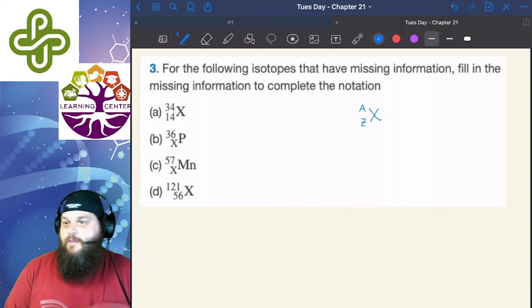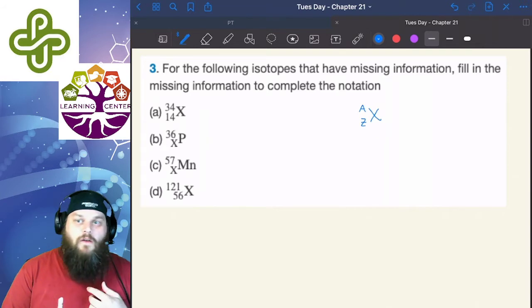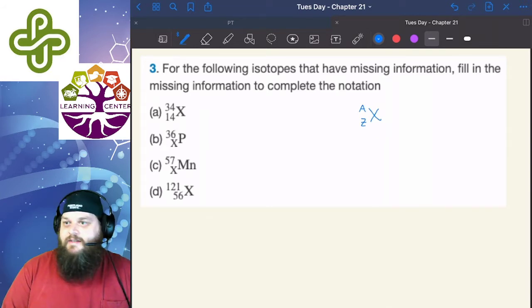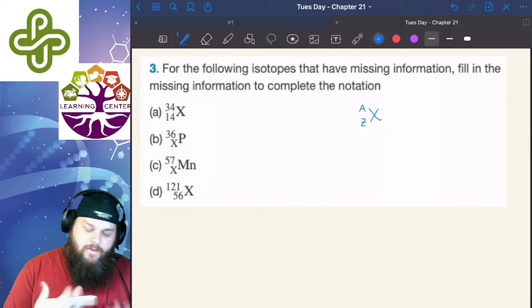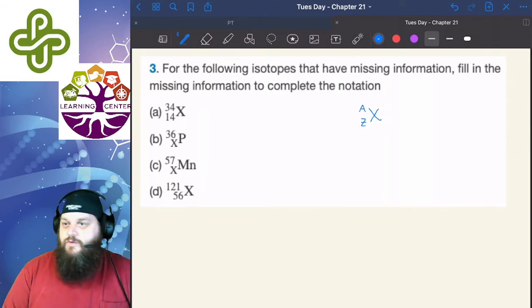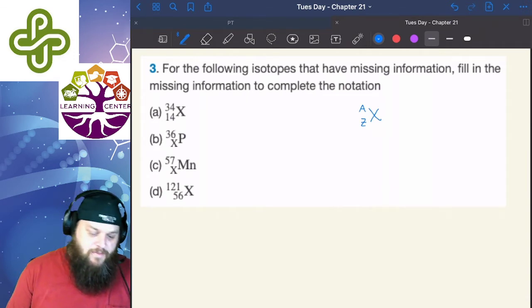So, for example, carbon 13 versus carbon 12, they both have 6 protons, which is how many protons carbon has, but they have different numbers of neutrons. For carbon 12, you're going to have 6 neutrons as well. For carbon 13, you're going to have 7 neutrons. But they're acting as the same atom, essentially.